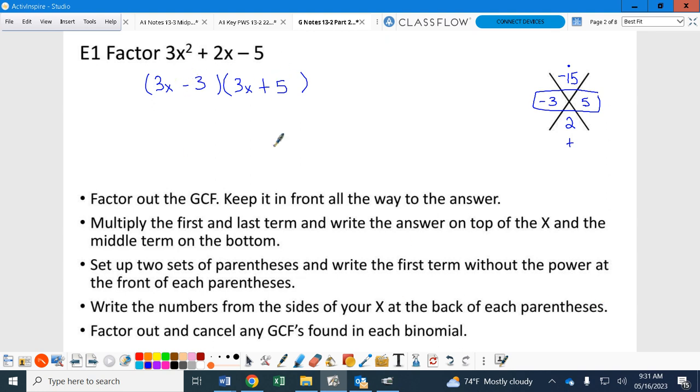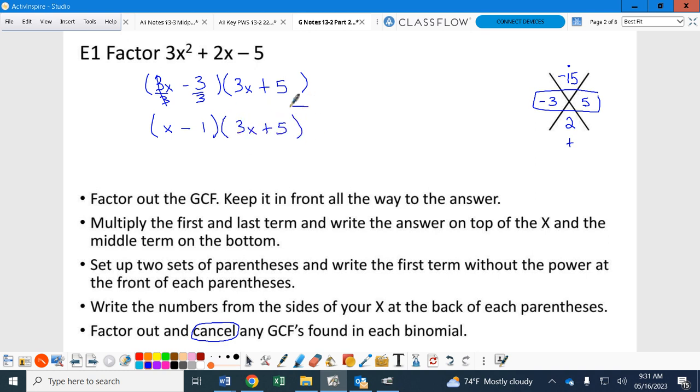Now, the last thing is to simplify these. If there's a GCF that goes into both of these terms, either the 3 and the 3 or the 3 and the 5, we have to factor it out and cancel it out. This is the key. It cancels out if it is a GCF at this point because it's only a GCF for part of it. So we can divide both these by 3. That's going to leave me, guys, when I divide that out, just x minus, and what's 3 divided by 3? What do you put there, guys? 1. Then the other one is going to be 3x plus 5.